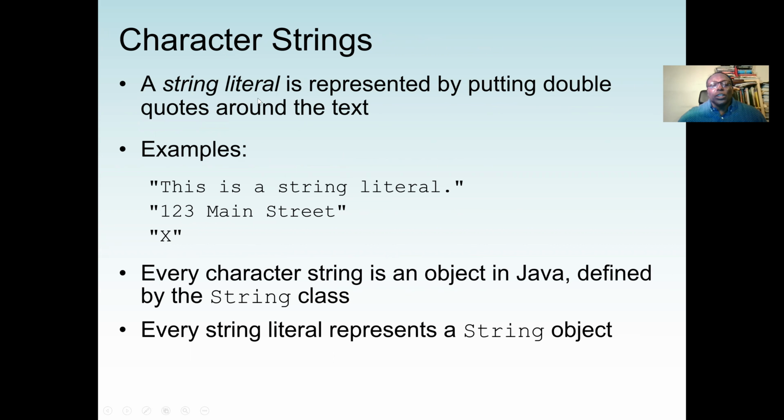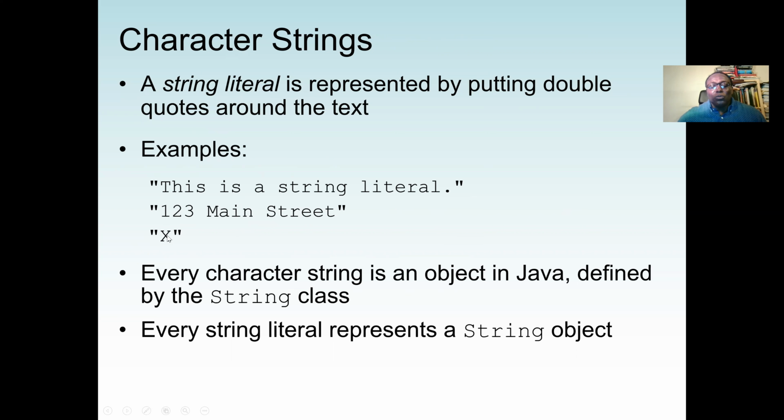Here we say a string literal is represented by putting double quotes around the text. So a string data type can be characters, digits, or symbols, any characters, symbols, or digits that are in double quotation. That means we put double quotes around the text. So an example is given here. Again, we can see that we start with double quotes, and we end it with double quotes. So this is a string literal, and also 1, 2, 3 main string, or just one character X.